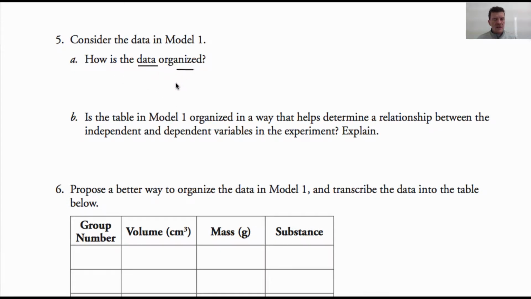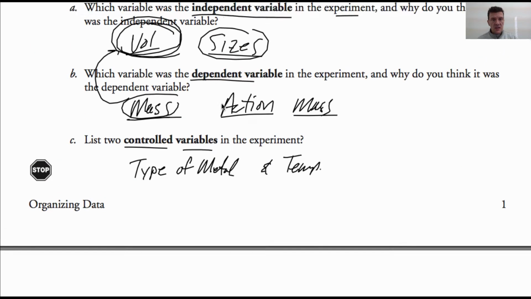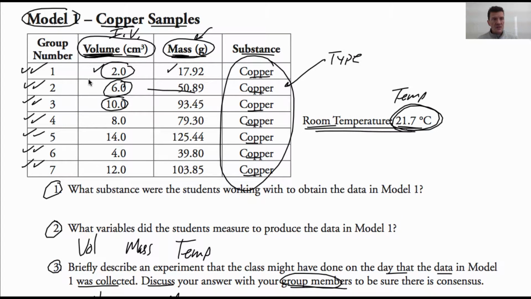How is the data organized? Well, if we look here, the data is organized in a table. You have headings, you have different columns, and that is allowing you to look very quickly and easily at the information and gather information from it. But in particular, what you need to know is it is in an order by group number: 1, 2, 3, 4, 5, 6, 7. It's not in any particular order when it comes to volume and mass.